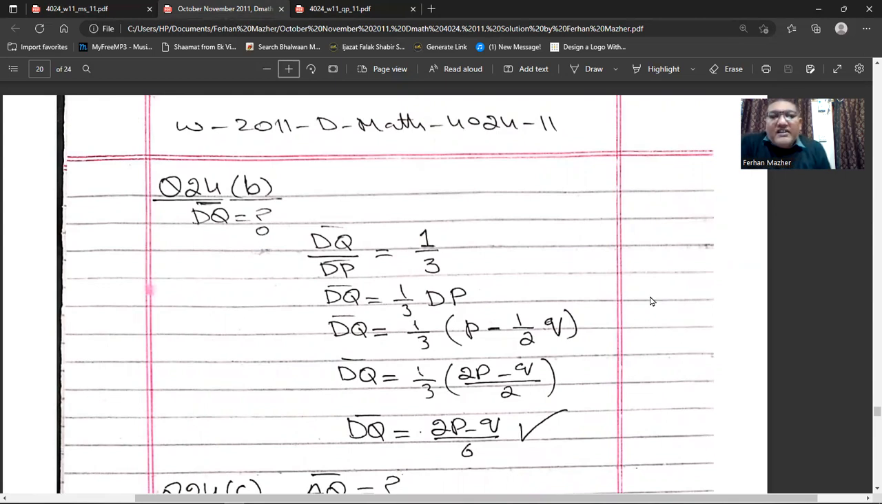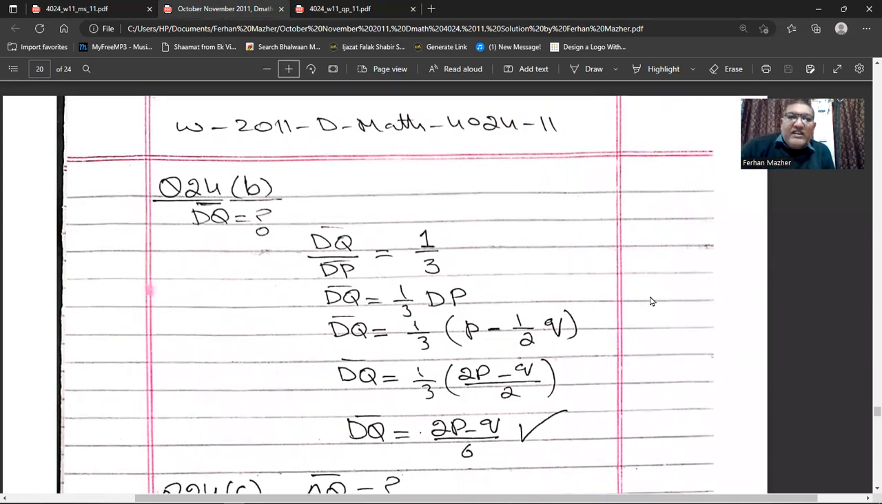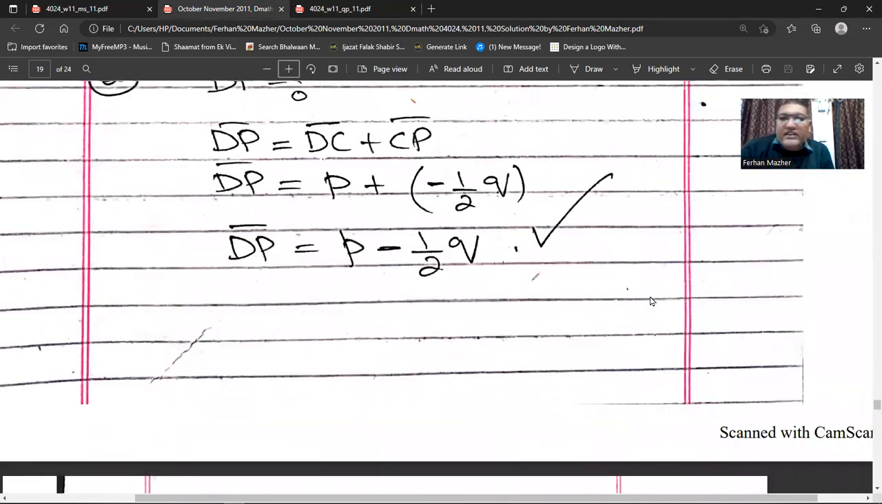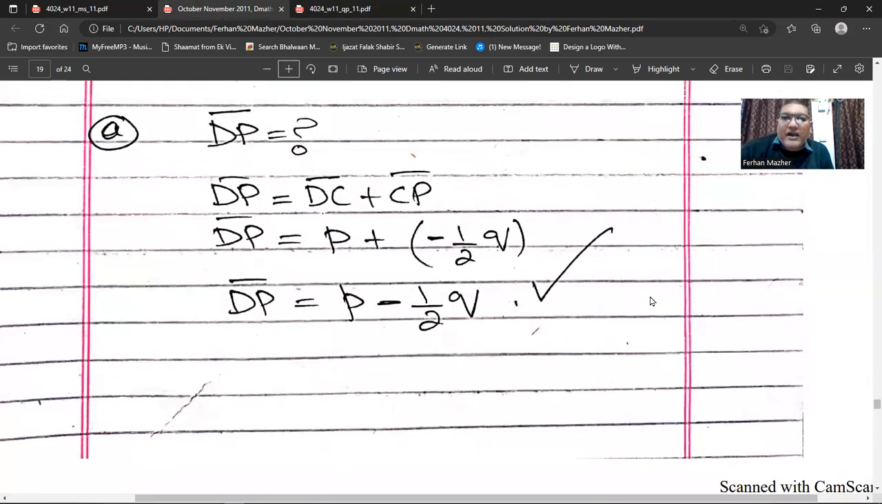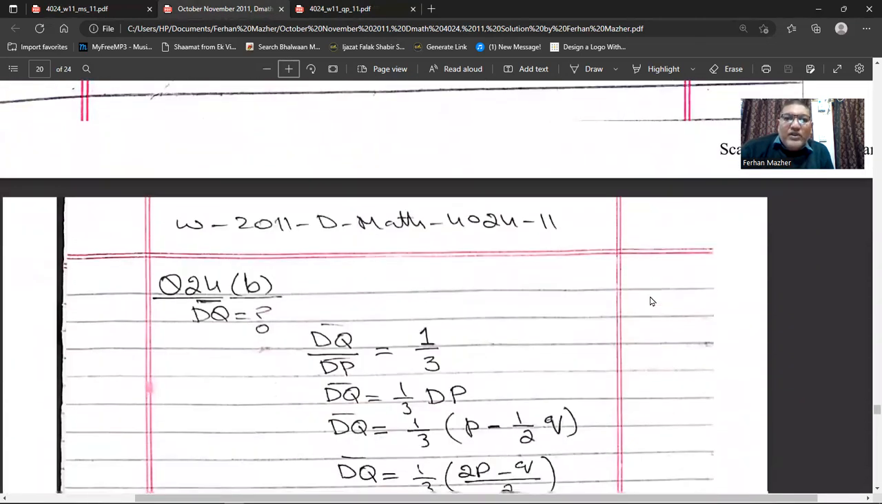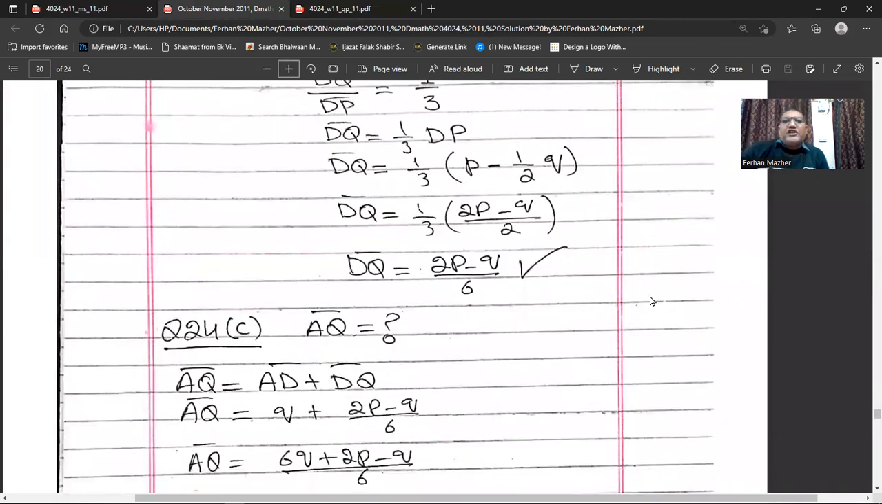So DQ will be 1 by 3, bracket start. The DP value we just calculated in the A part, so we will put that value here. DQ will be equal to 1 by 3, and in place of DP, I will substitute p minus 1 by 2 q. So DQ will become 1 by 3 bracket, inside we have taken the LCM. So (2p minus q) divided by 2, the whole thing divided by 3. So it is (2p minus q) divided by 6.